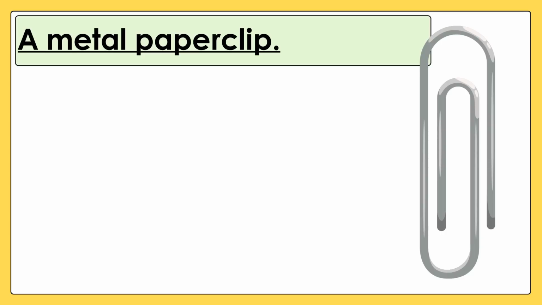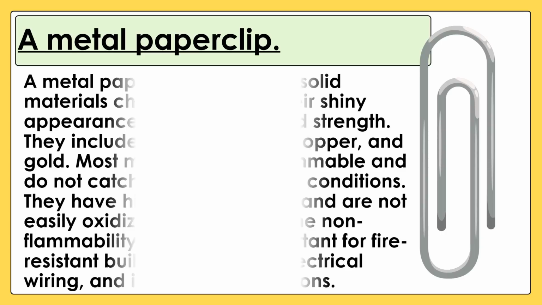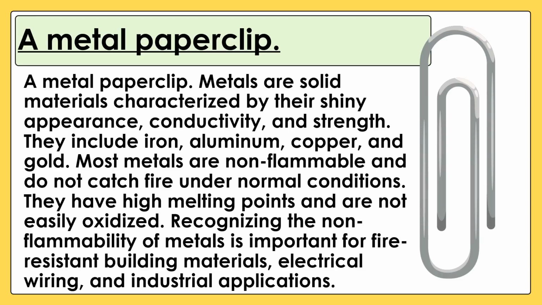Next, we have a metal paper clip. Metals are solid materials characterized by their shiny appearance, conductivity, and strength. They include iron, aluminum, copper, and gold. Most metals are non-flammable and do not catch fire under normal conditions. They have high melting points and are not easily oxidized.